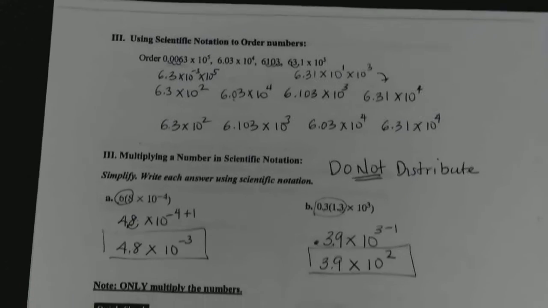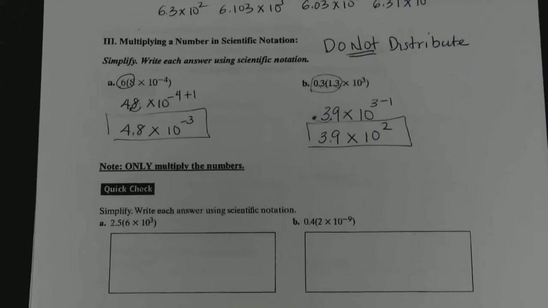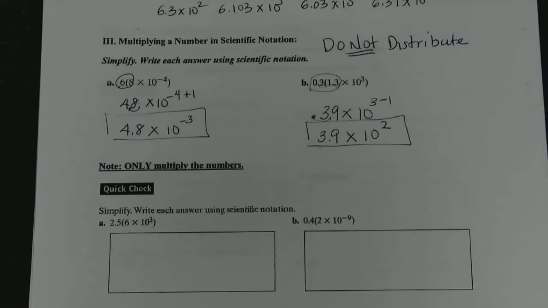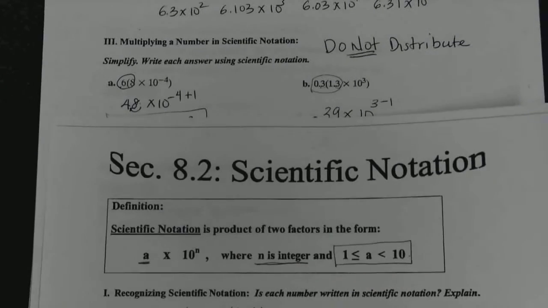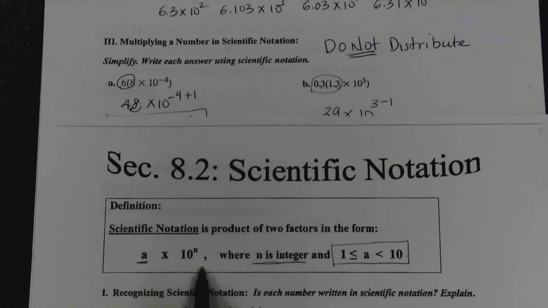Okay, so here's another quick check where you can multiply and rewrite your answer in scientific notation form. So remember, scientific notation is in the form of a times 10 to the nth power, where n is an integer and a has to be between 1 and 10, but it can equal 1.